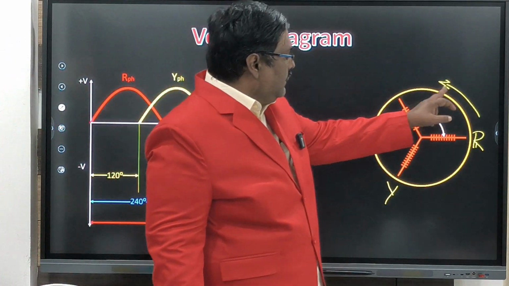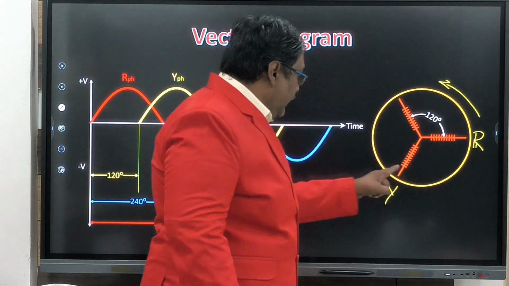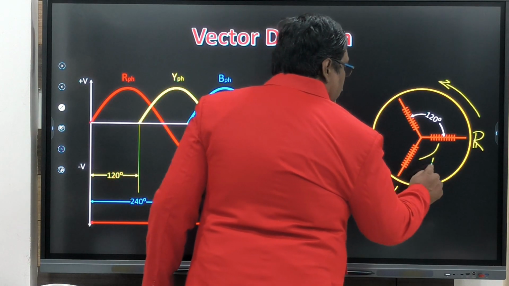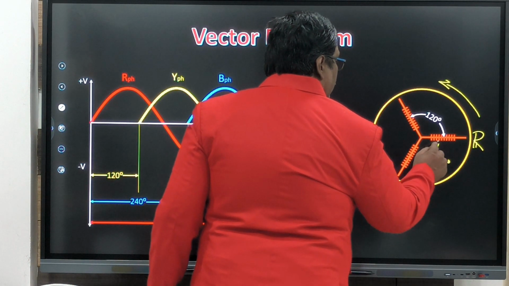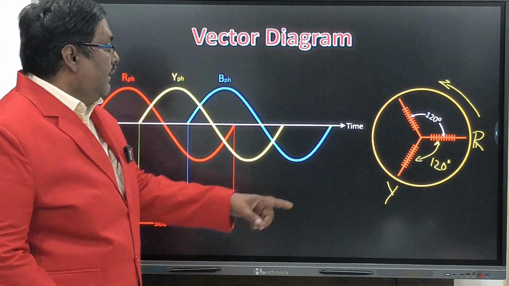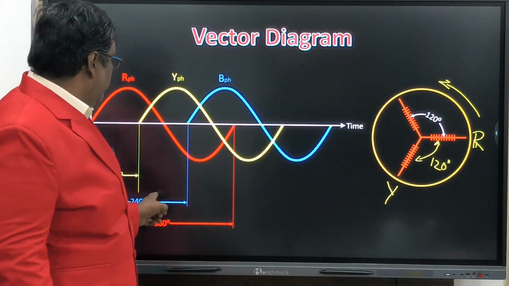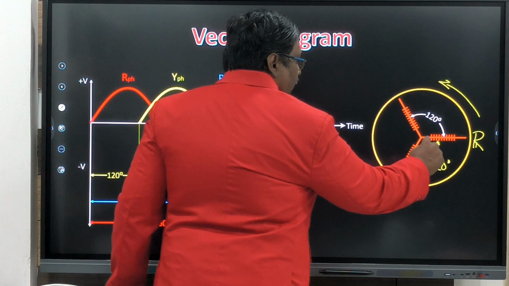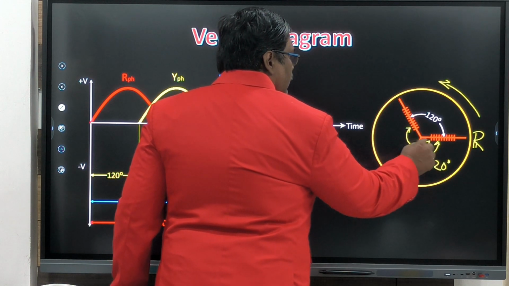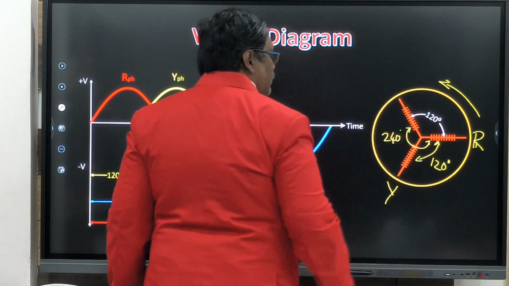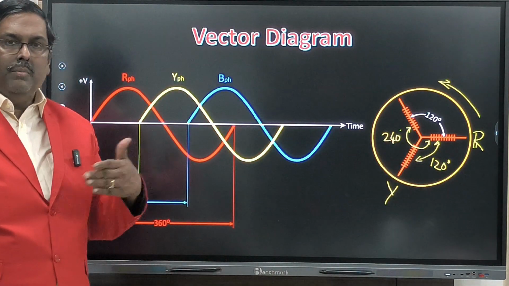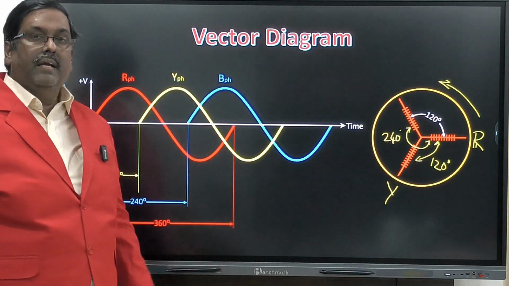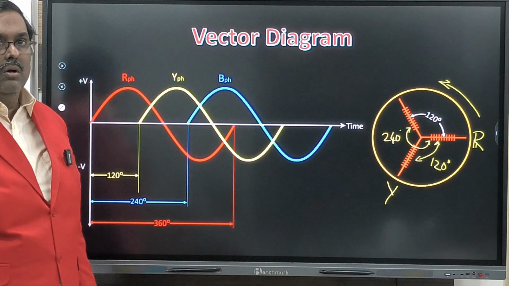So if it is anti-clockwise, then yellow is 120 degrees behind, and this is blue, 240 degrees. We should not measure the angle like this. We have to measure the angle like this, 240 degrees. Understand? So we only have to tell how much lagging. We should not say advance, because the vector is revolving in the anti-clockwise, counterclockwise direction.